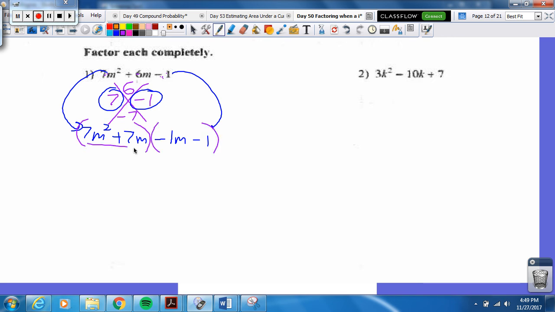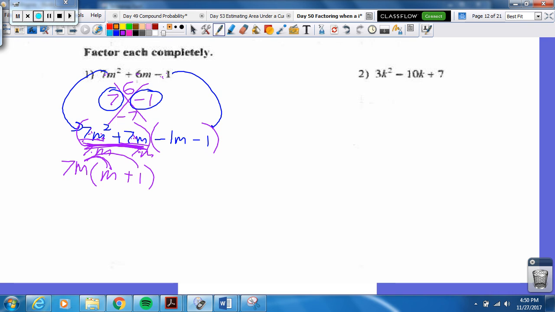Okay, all right. What can I factor out of this binomial? Well, looks like I can get an m out, and it's divisible by 7. So 7m, I can divide these by 7m. So 7m divided by 7m is 1, I took 1 out, so it's just m, because 7m times m is 7m squared. Got it. 7m times 1 is 7m.